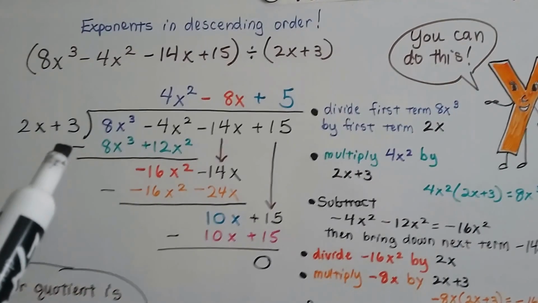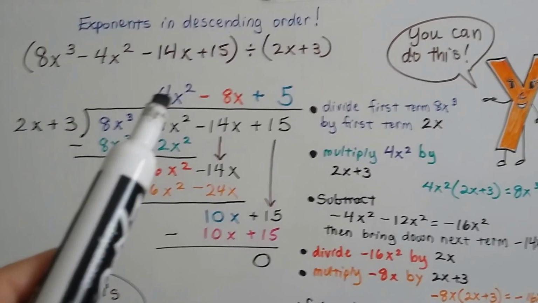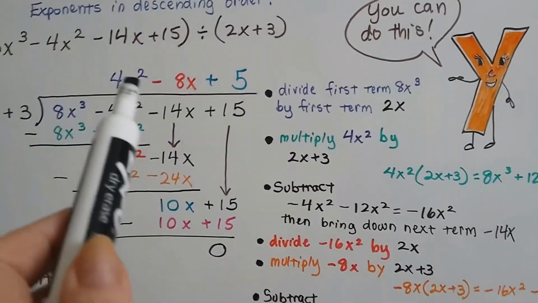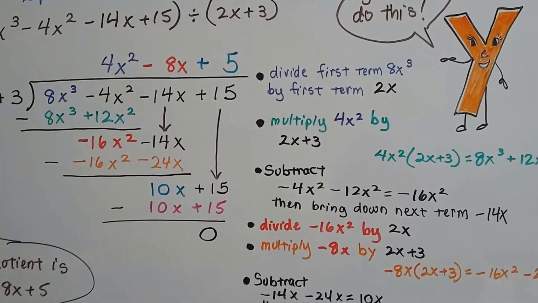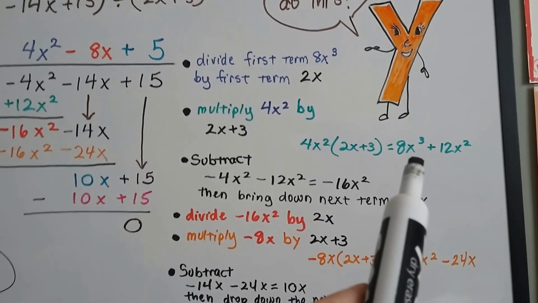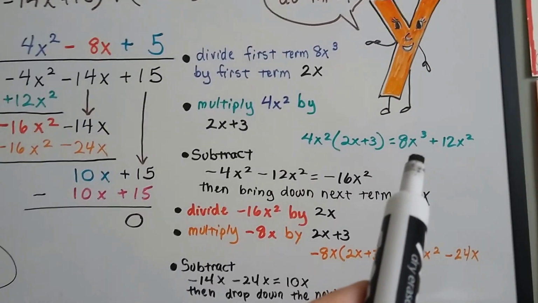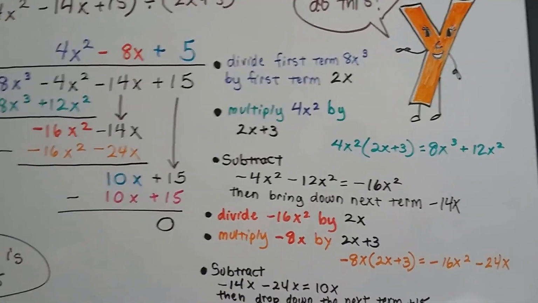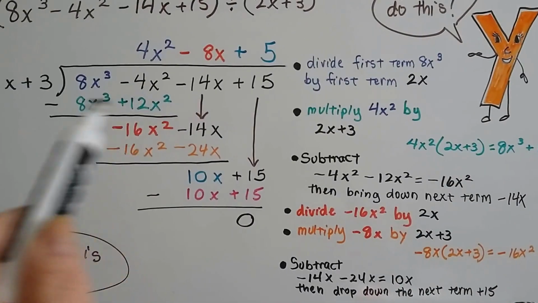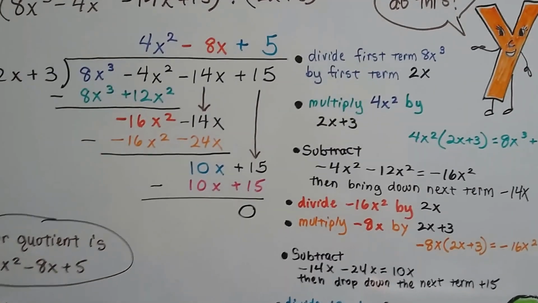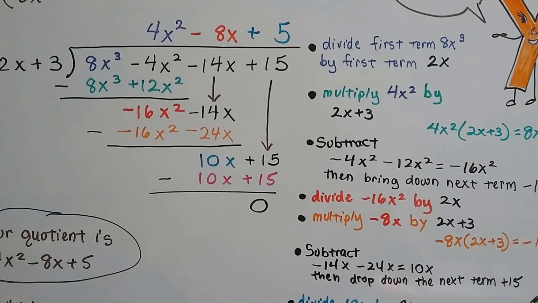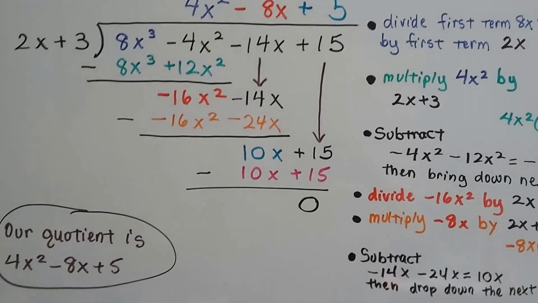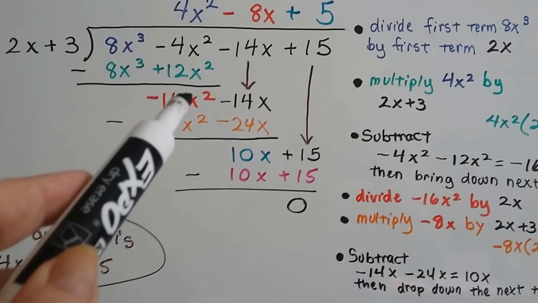So now what we do is we multiply this 4x squared by the 2x plus 3. We multiply the 4x squared by the 2x plus 3, and we get 8x to the third plus 12x squared, okay? We just distribute it, okay? And we write it right here, and we do our subtraction. And remember, when we subtract, we add the opposite, okay? So if we're subtracting a positive 12, we're going to add a negative 12, and that's going to get us a negative 16x squared.